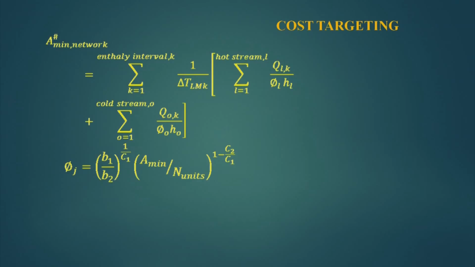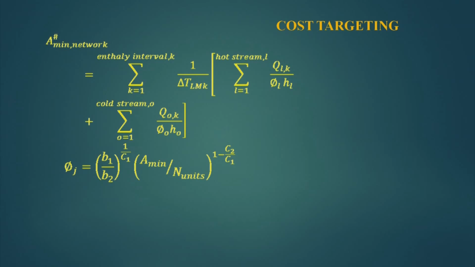That means, for each enthalpy interval there is a constant delta T Lm, and when the enthalpy interval is changing, the log mean temperature difference is changing, then multiplied by, in the brackets, summation on the basis of hot streams, L equal to 1 to number of hot streams Q L k divided by phi L H L, plus summation of the cold streams, which are represented by O equal to 1 to number of cold streams Q O k over phi O and H O, and the brackets closed, where phi j can be calculated by the equation B 1 by B 2, 1 by C 1, and then n minimum by n units to the power 1 minus C 2 by C 1.